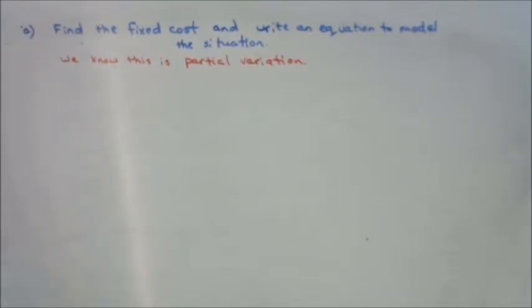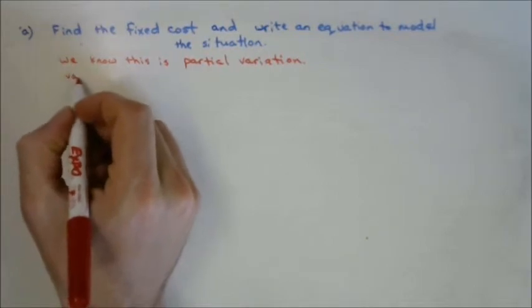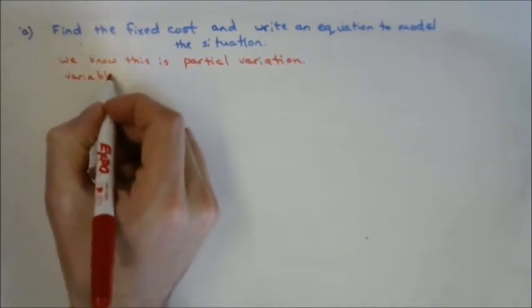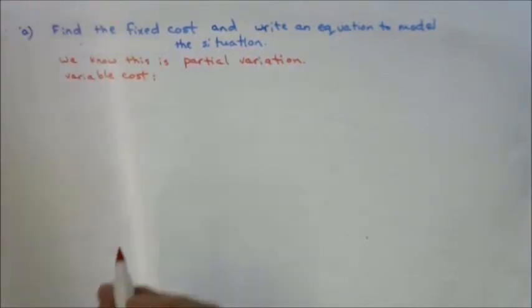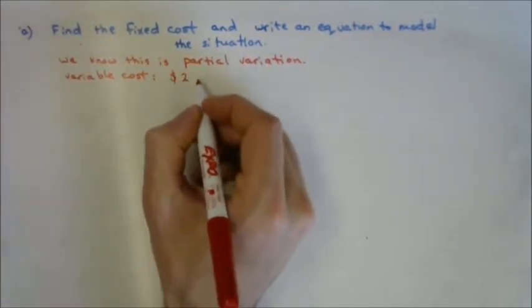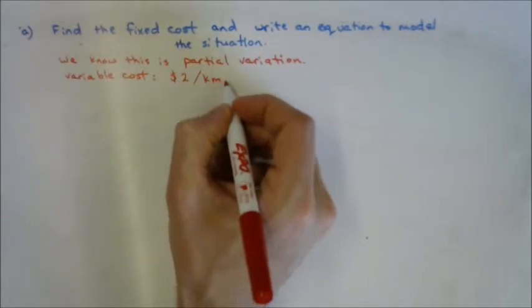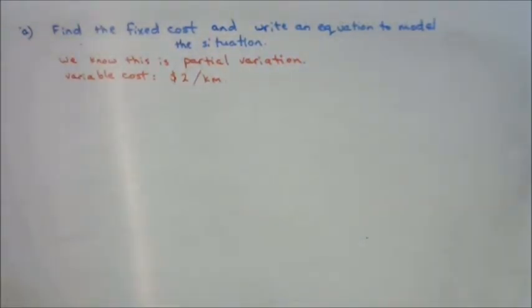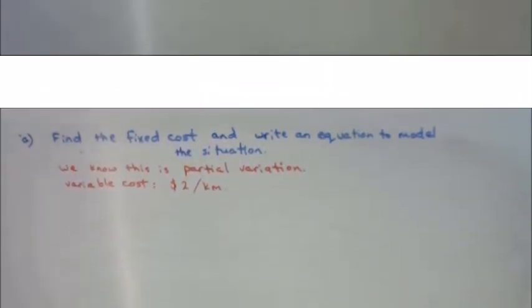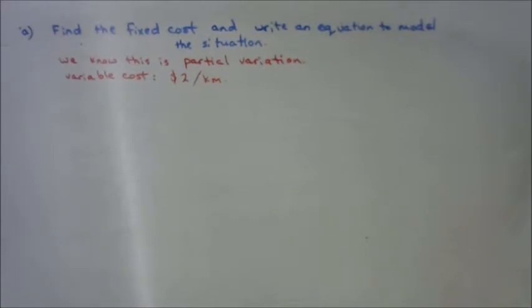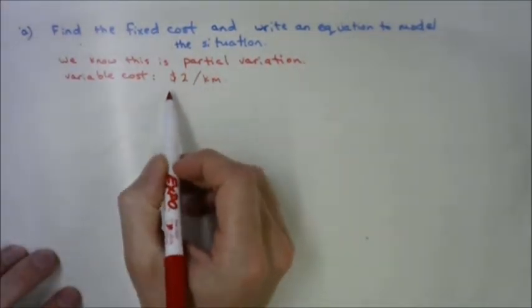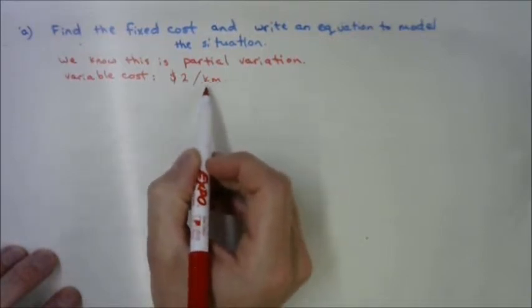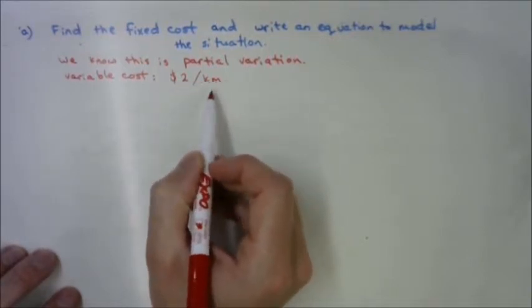We know the variable cost. Keep just jotting down things we know, right? The variable cost is what? $2 per kilometer. That's no small thing. Okay, now thinking in the form of an equation of a line, what does this variable cost tell us? What part of the line, what part of the equation is this?